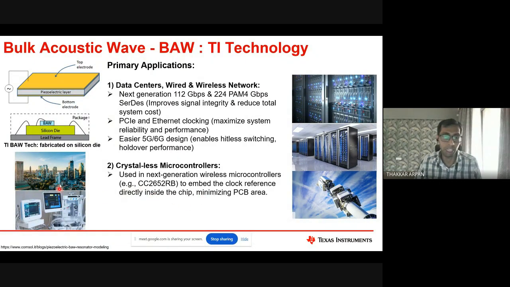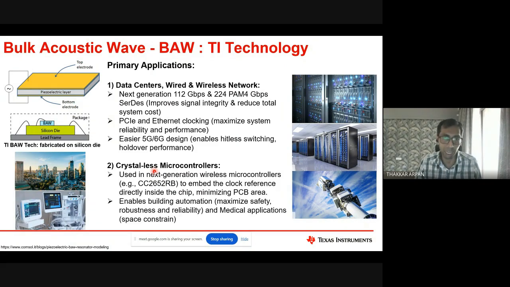They are also used in Internet of Things, because of the sensors and all that we are going to deploy. There, microcontrollers are going to be more and more. Now, if you need a crystal for every one, that's going to take a lot of area on the PCB. So that is also an application it enables. And yeah, building automation or those kinds of applications.